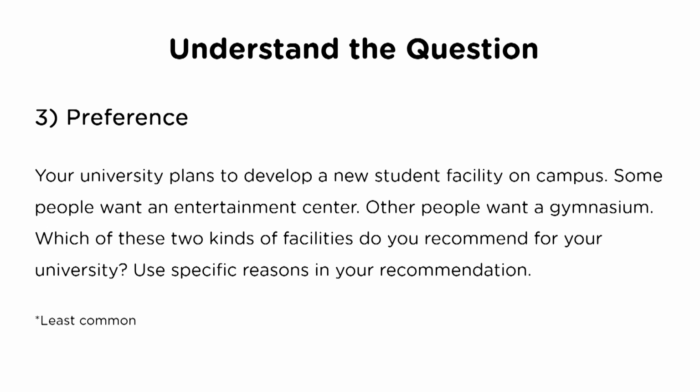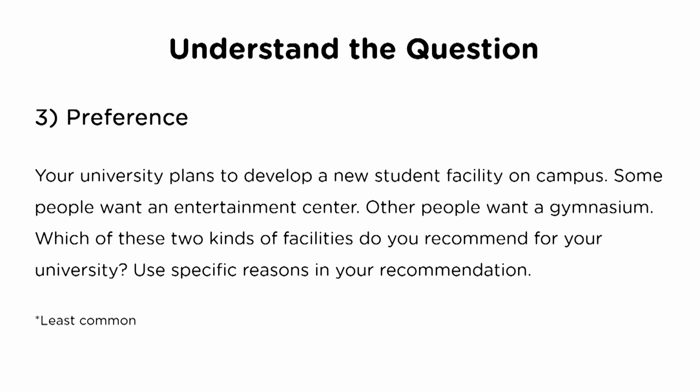And lastly, this is the least common way a question could be phrased, the preference question. So your university plans to develop a new student facility on campus. Some people want an entertainment center. Other people want a gymnasium. Which of these kinds of facilities do you recommend for your university? Use specific reasons in your recommendation.